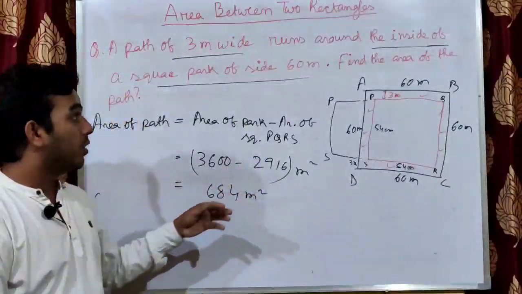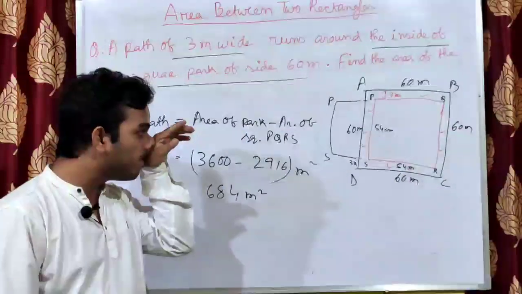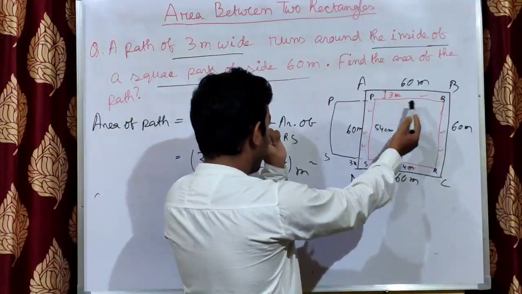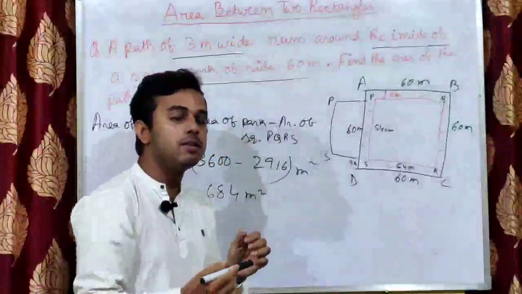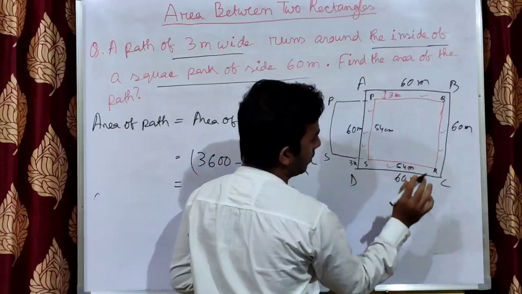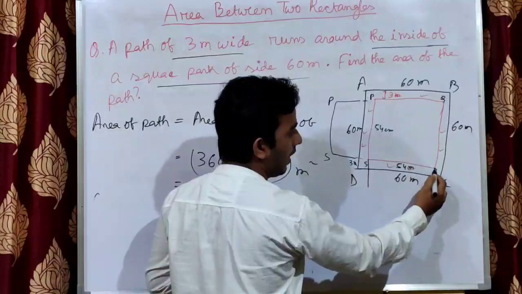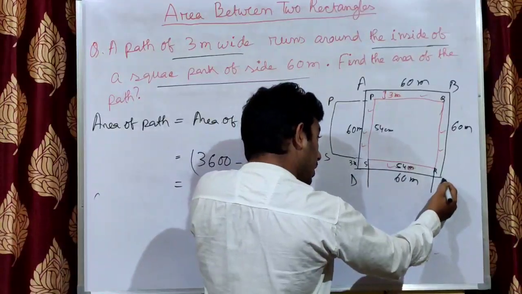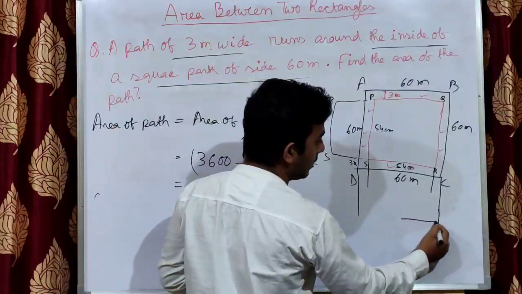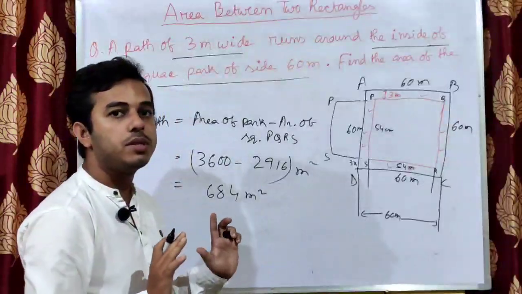Find the area of the path. A path is this region, right? We have to find out the area of the path. So first of all, we have to find out the side of the square PQRS. How will you find the side of the square PQRS? Look, suppose I am considering SR. We have to find out SR, and we know this length is how much? This length is 60 meter, right? 60 meter. Up to this clear, everyone?